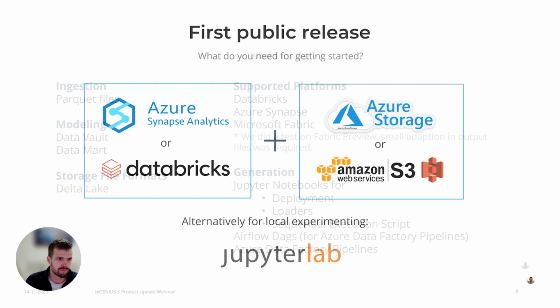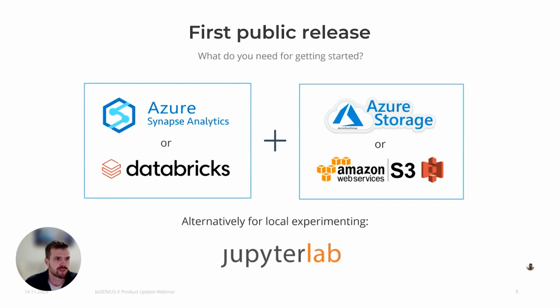So what do you need for getting started? For getting started, you need either an Azure Synapse Analytics or Databricks account, where you can import your Jupyter notebooks to, and you will have to have some place where your data comes from and goes to. This can be Azure Storage or AWS S3 currently.